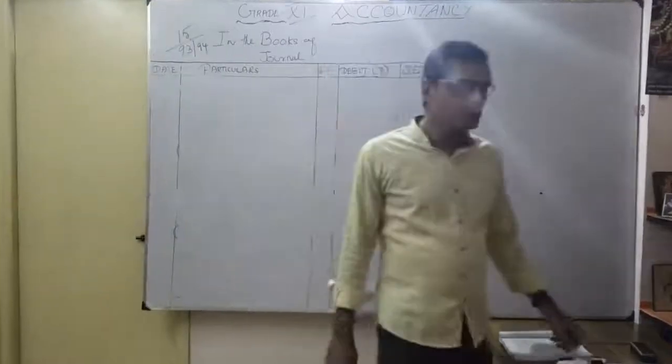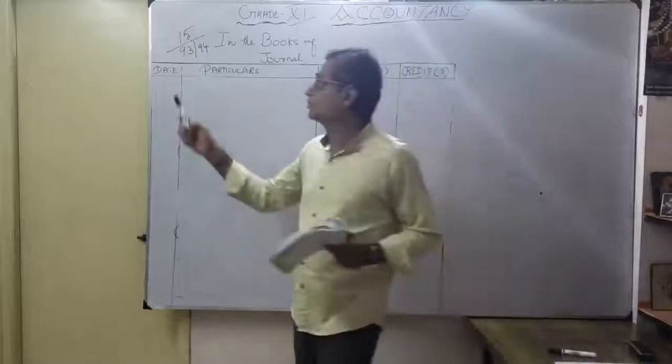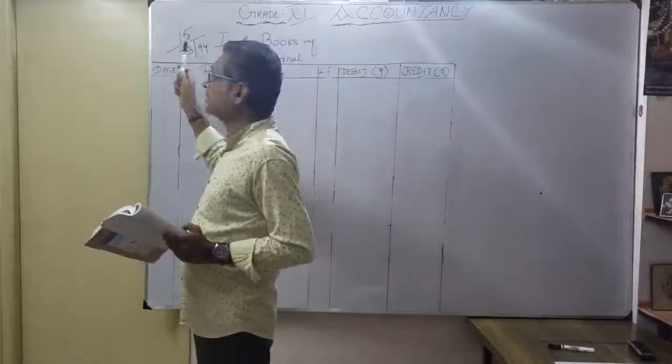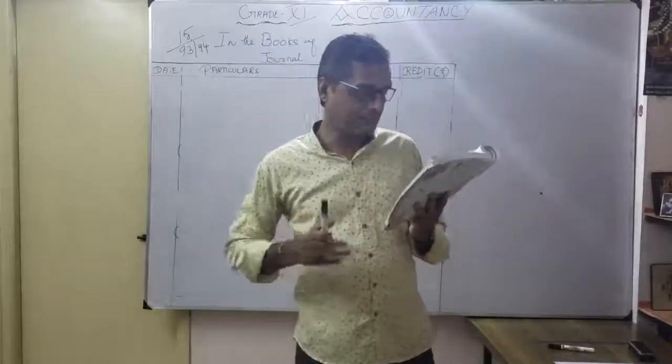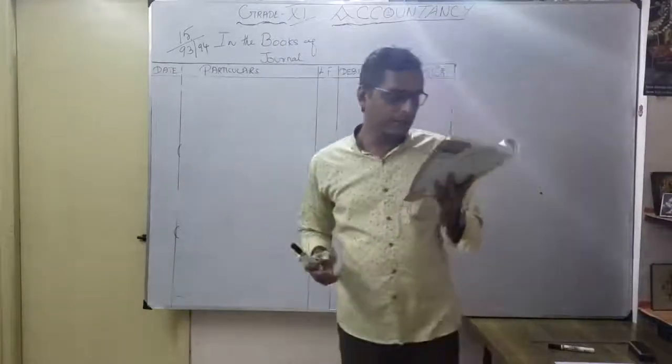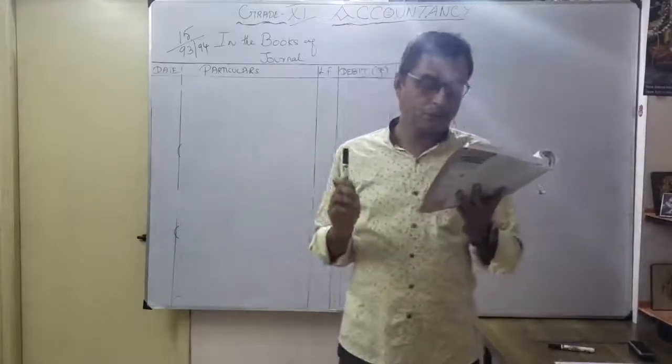Okay, now we move to the next exercise. Same page number 93. See question number 15. I mentioned here two pages, 93 and 94. I will see one by one transaction. See, what is the first one? Cash paid for installation of machine, 500.